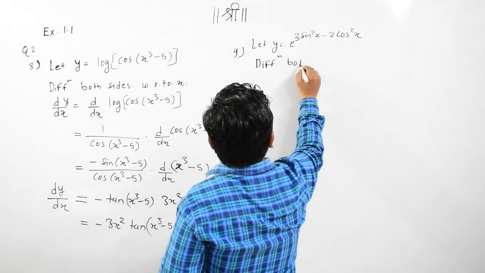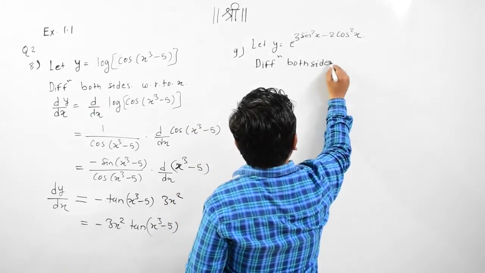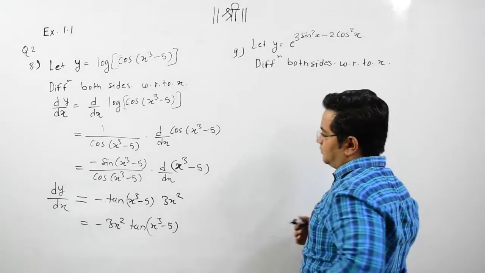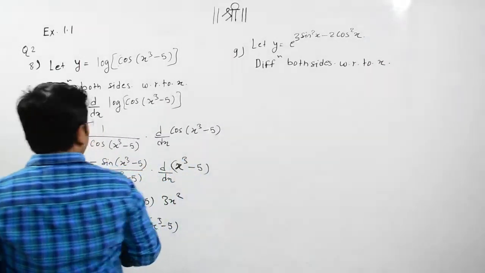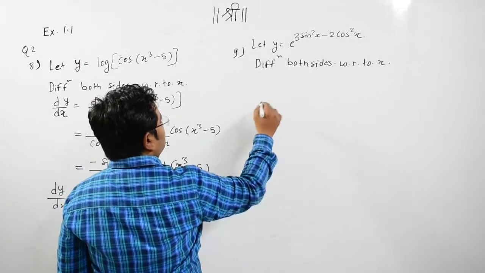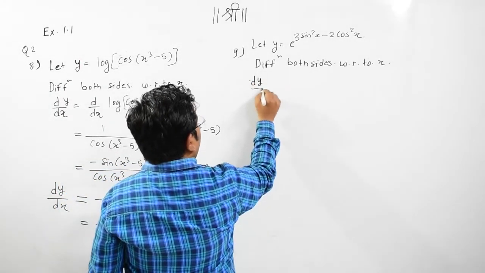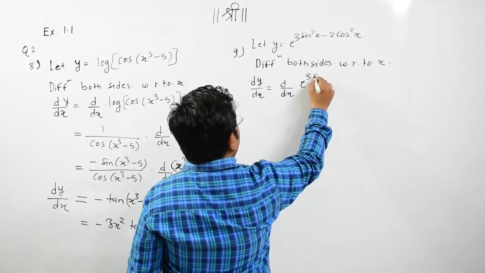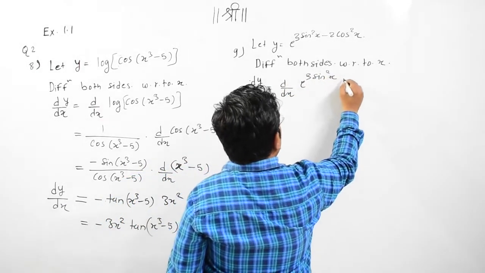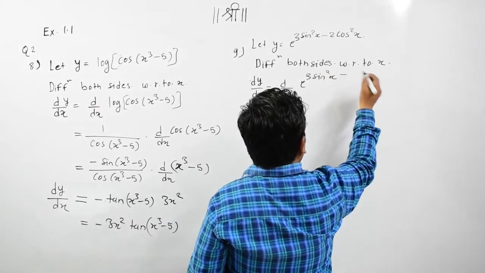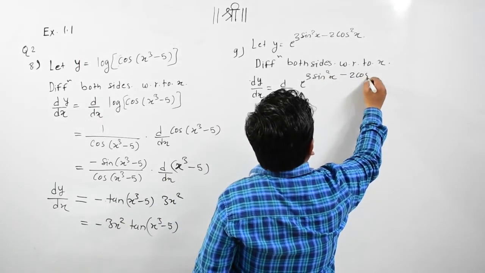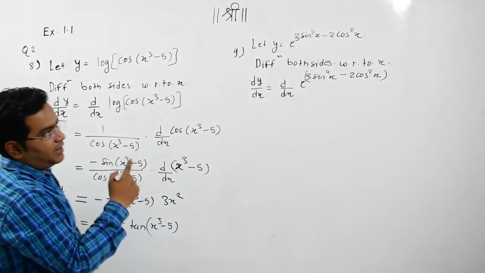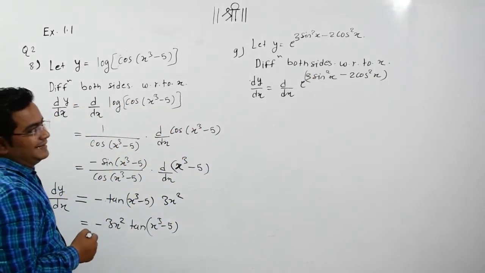Differentiating both sides with respect to x, we have some interesting quantity. What is that? dy/dx is equal to d/dx of e raised to (3 sin²x minus 2 cos²x). Hope you are getting it. I am putting the bracket on this power of e.